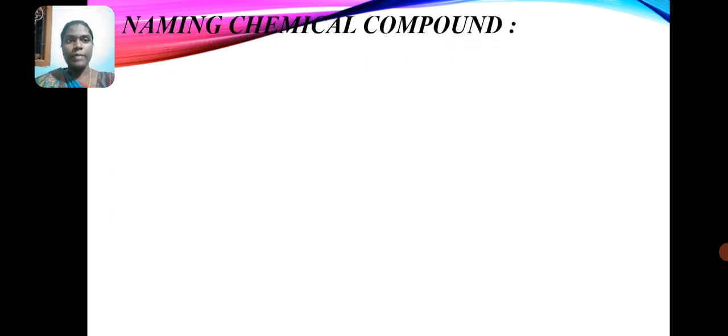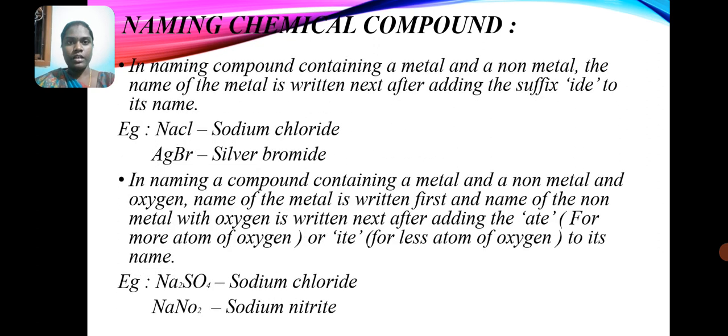Next, move to naming chemical compounds. The first step is naming a compound containing a metal and a non-metal. The name of the metal is written first, and then the non-metal name is written after adding the suffix -ide. For example, NaCl: sodium is written first and then chloride, by adding the suffix -ide. And next, AgBr: silver is written first and next bromide, by adding the suffix -ide.